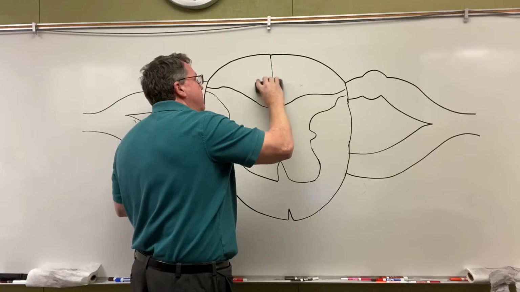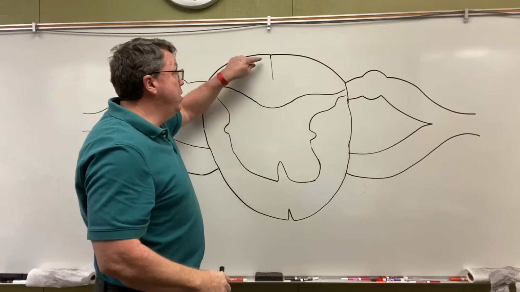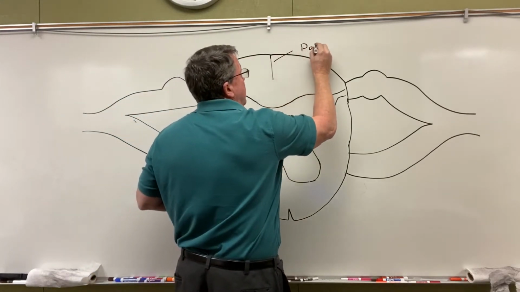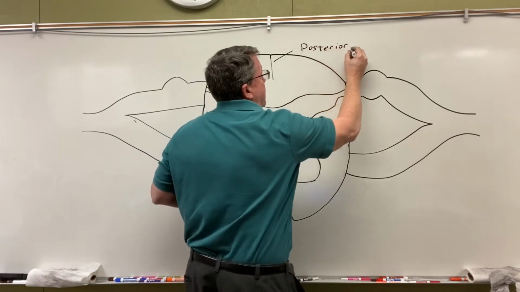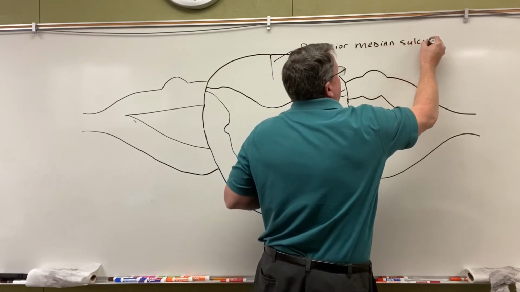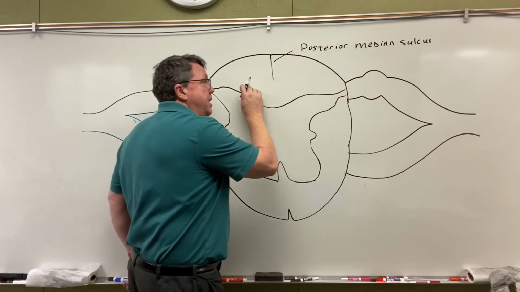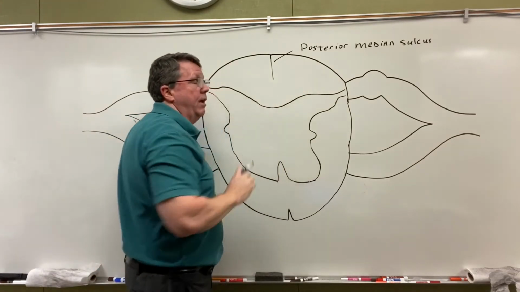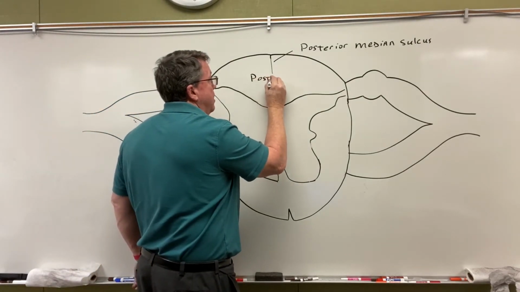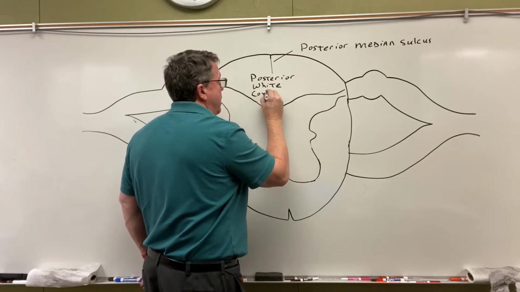So the first thing that I'm going to do is, if you notice there in the back, this is the posterior portion here. I have this line in here. This is called the posterior median sulcus. It's just where the two parts of the spinal cord come together. Now, in this section here, I have axons that communicate with each other. So this is going to be called the posterior white commissure, because it's in the white area.